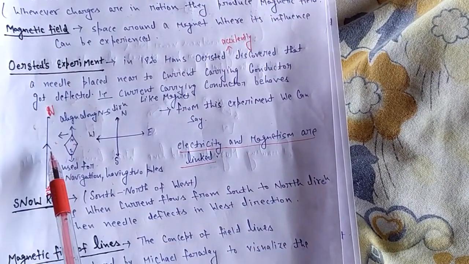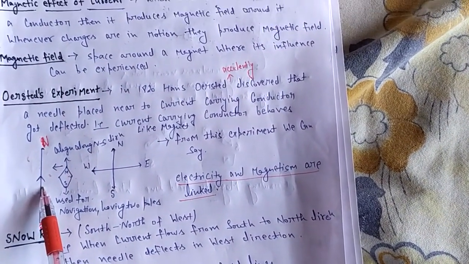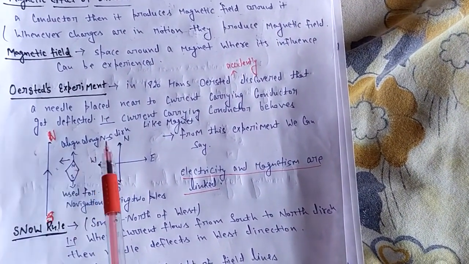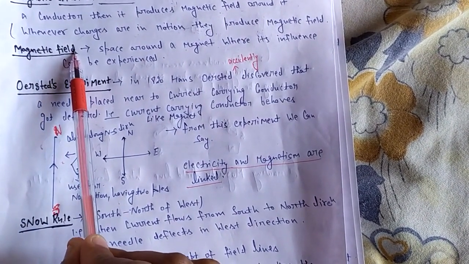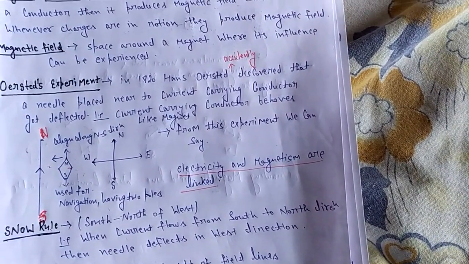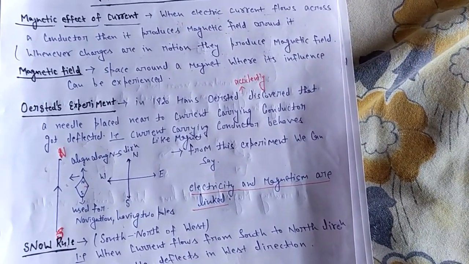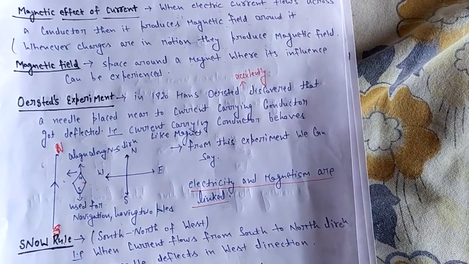Okay. What is the meaning of magnetic field? For example, we have this current carrying conductor and it produces its effect in the surroundings. That effect is known as magnetic field. Is this clear? Okay, now the question comes: how to study this magnetic field, how to visualize this magnetic field?